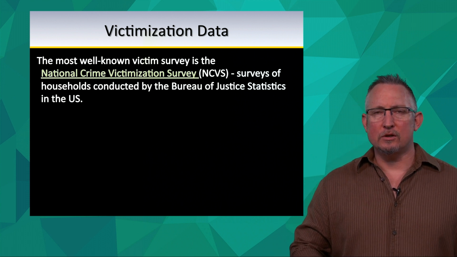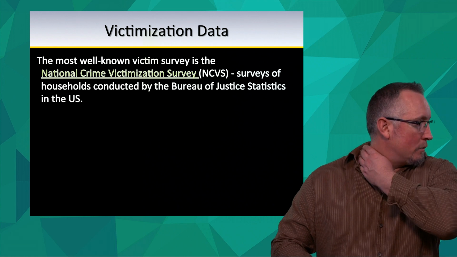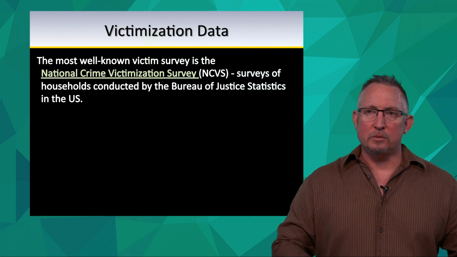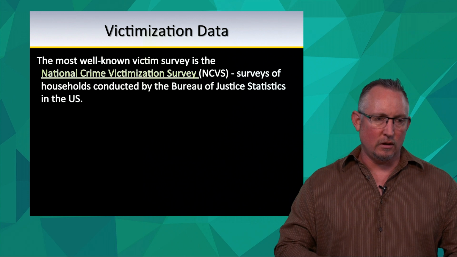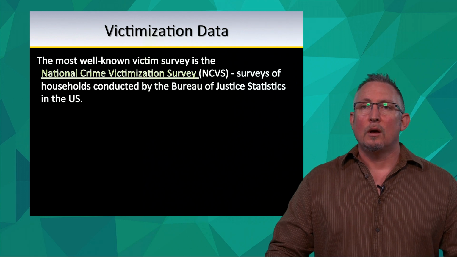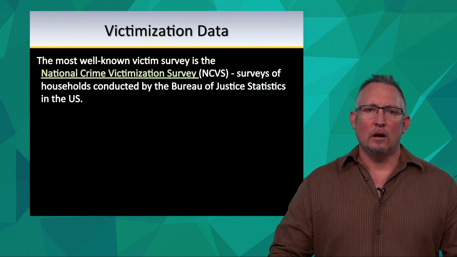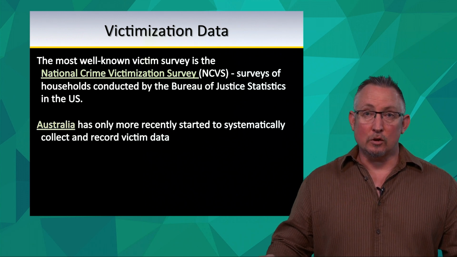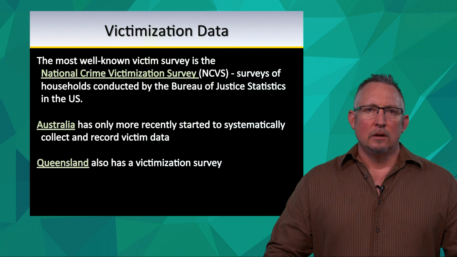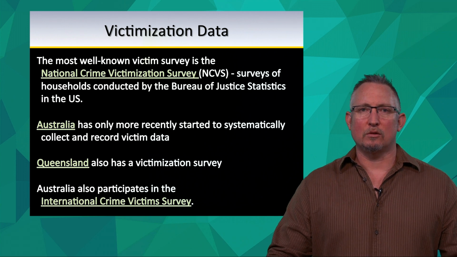So the most well-known victimization survey is the National Crime Victimization Survey. This is a huge undertaking done every year where 50,000 American families are recruited. They're asked to pay attention to particular things, and then they're interviewed and surveyed at length every 6 months or so over a 3-year period. So this has yielded an enormous amount of data on crime victimization. Australia has only more recently started to systematically collect and record victim data. Queensland has a periodic victimization survey as well, and Australia also participates in the National Crime Survey.